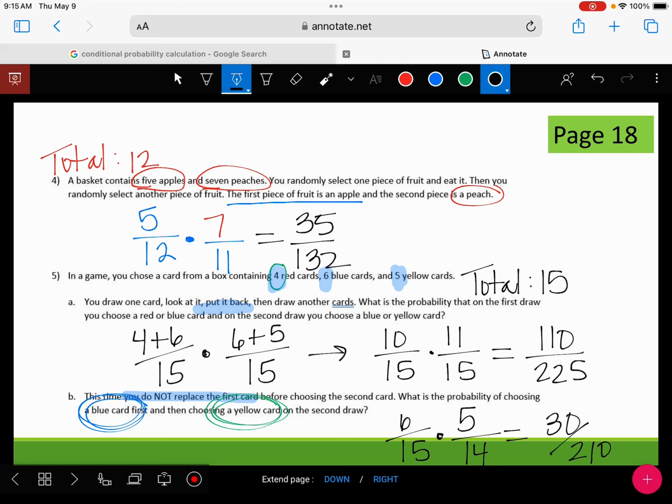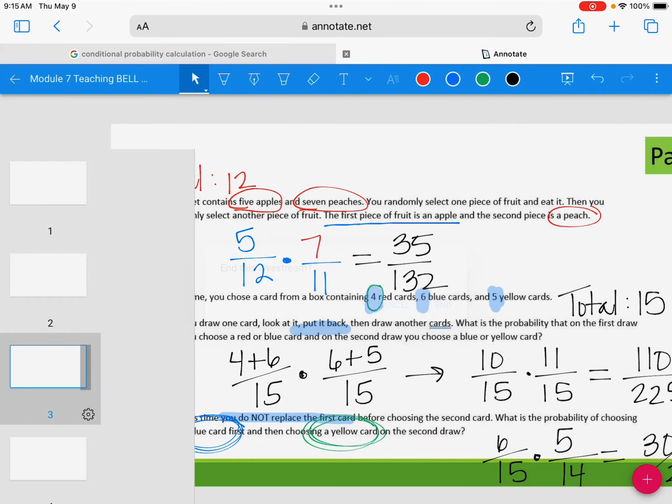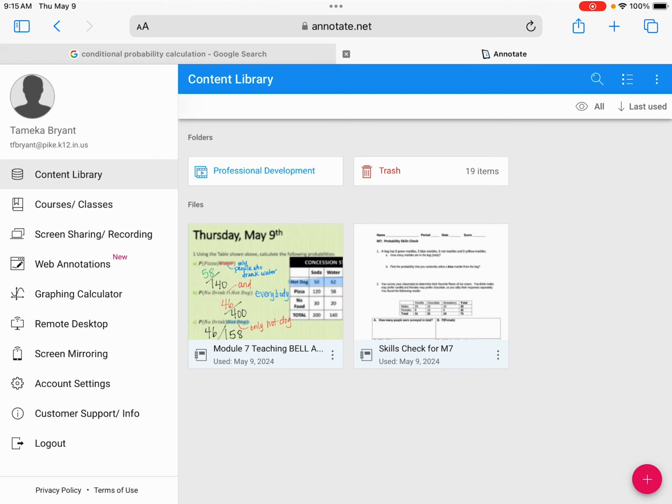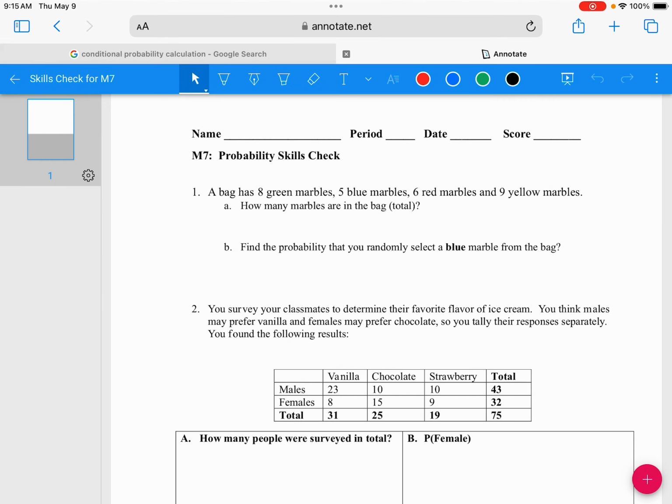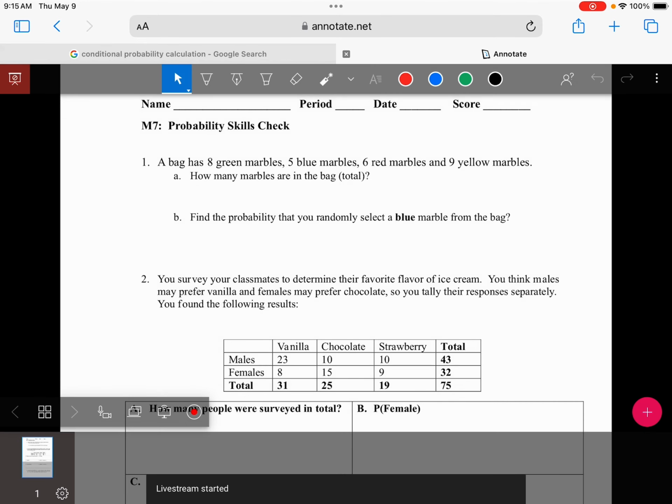All right, so now let me go ahead and pass back your skills checks. And we're going to go over it together. Because we're going to have those same questions next week. I want to make sure we understand the ones we missed. All right, so let me go ahead and pass those back.